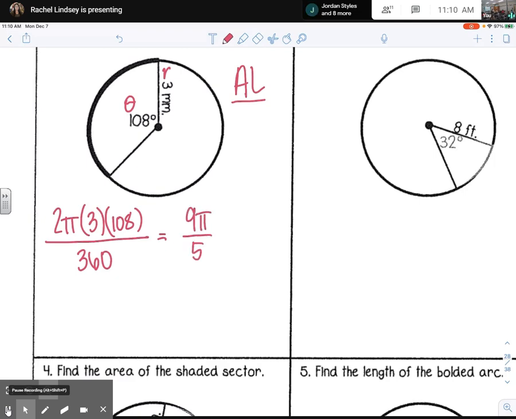9 pi over 5. If you changed it to a decimal, which you don't have to do because it didn't ask you to, it will be 5.7.